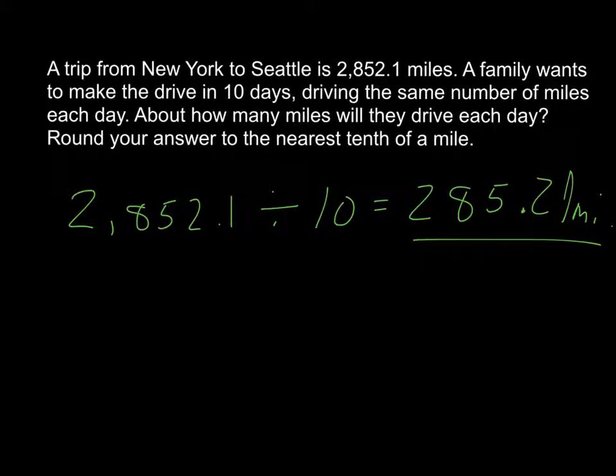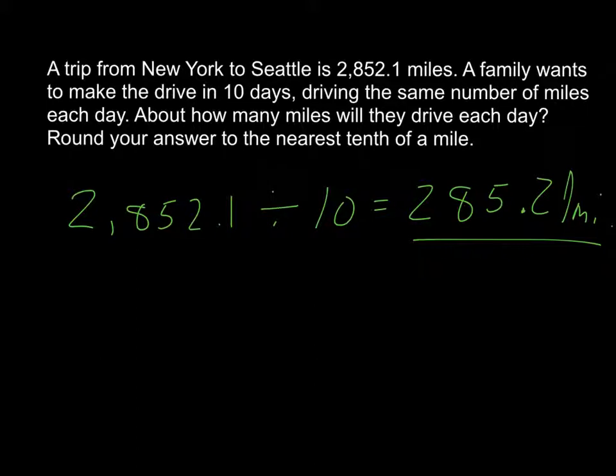First step that I did is I took 2,851 and 1/10 of a mile, and I divided it by 10. This is the distance of the trip. This is how many days. So we want to see how many miles per day. And when we solve that, we see that there are 285 and 21 hundredths of a mile per day.